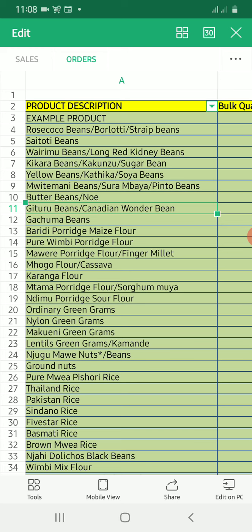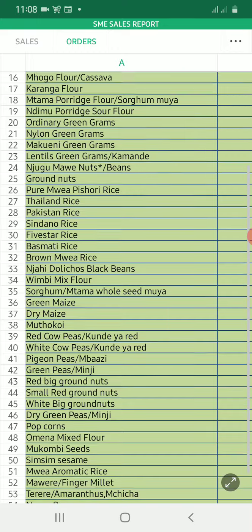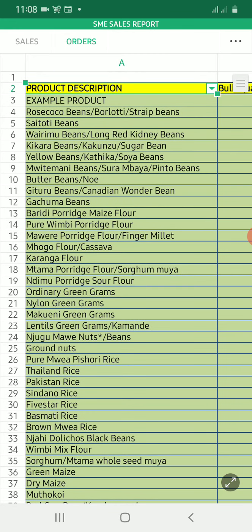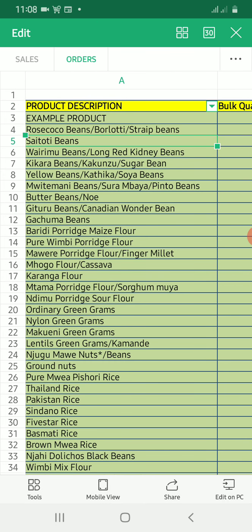So like in the first column, you can see the product description. Those are the names of all the possible cereals in a cereal shop, in a small or a medium cereal shop. And today I wanted to order just saitoti beans. So let's begin. So this is saitoti beans.